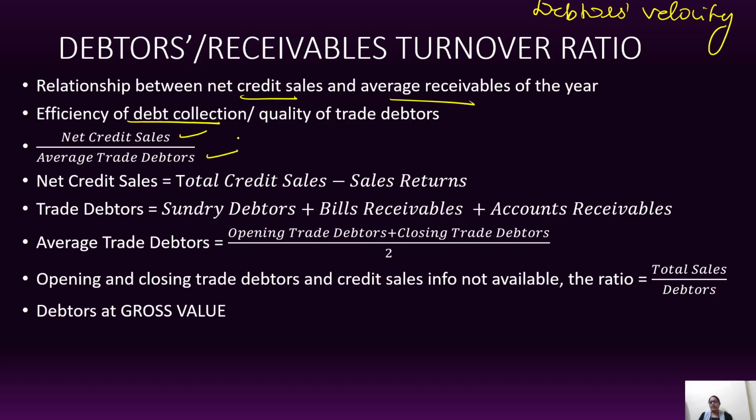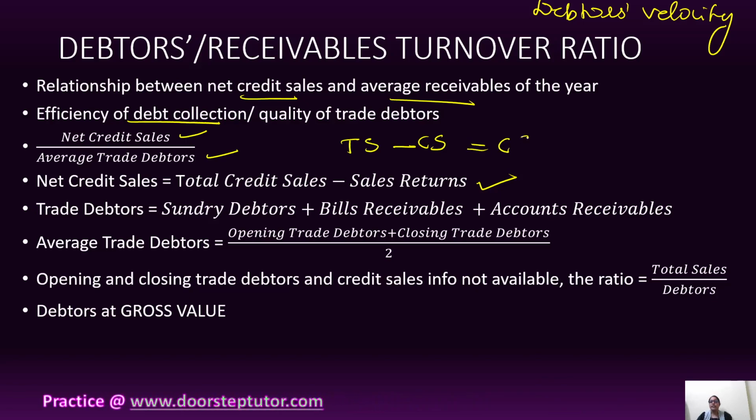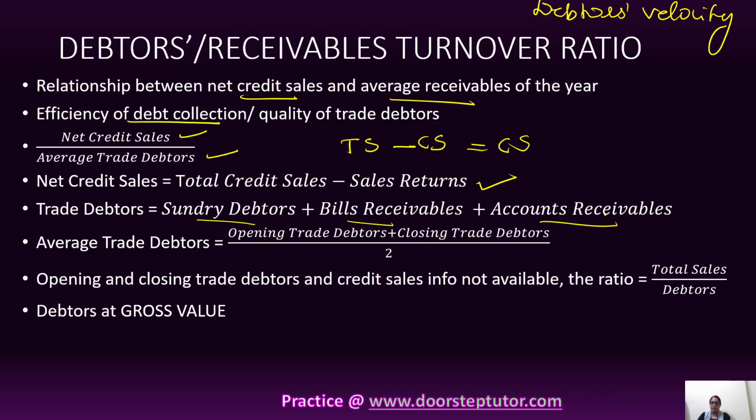Now net credit sales, what do you mean by net credit sales? Simple, total credit sales minus sales return. And how do you find credit sales? From the total sales, deduct cash sales, you get credit sales. Now average trade debtors is the average of opening and closing debtors: opening debtors plus closing debtors divided by 2. Now, trade debtors include sundry debtors, bills receivables, and accounts receivables.